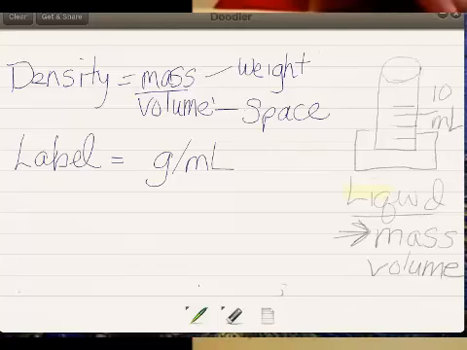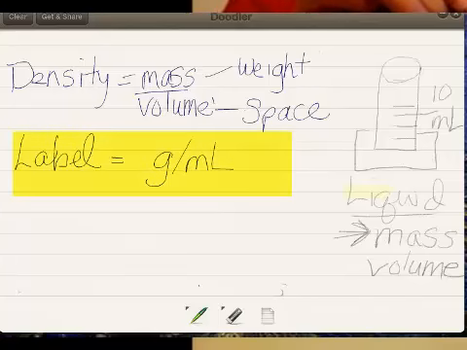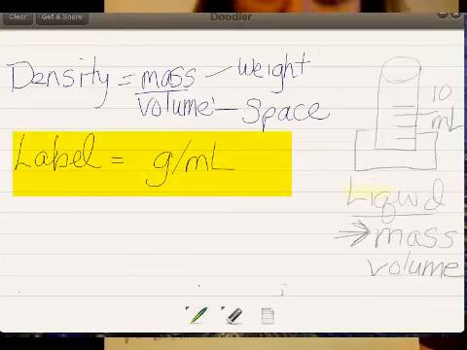Now let's talk about one other thing. Our label for all of our density problems that we're going to be doing in class is going to be grams per milliliter, because that tells us how much weight per space that we're working with.